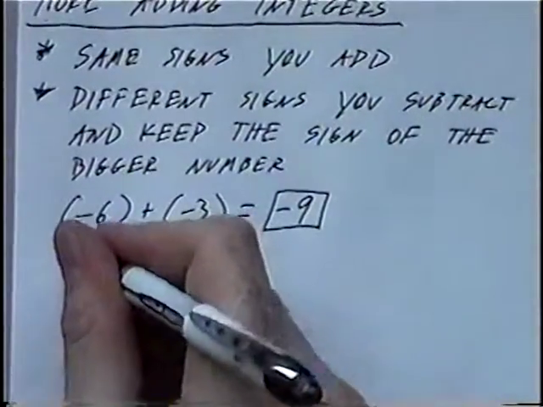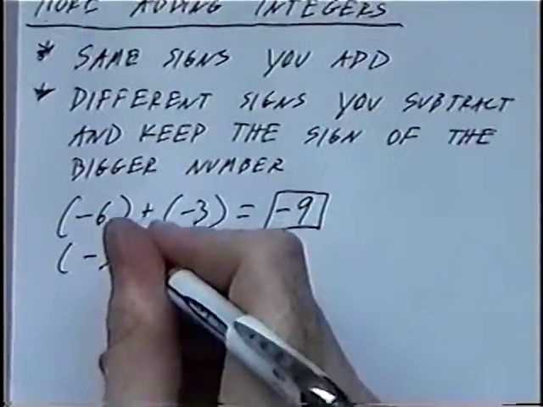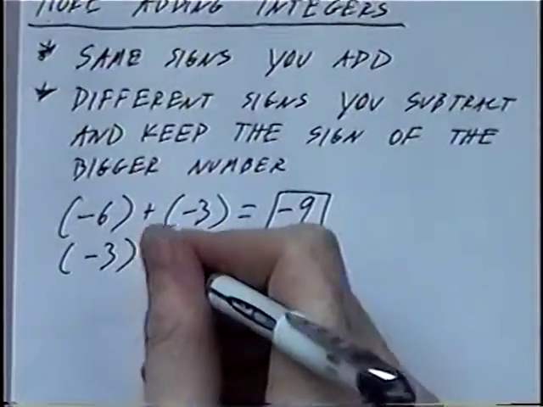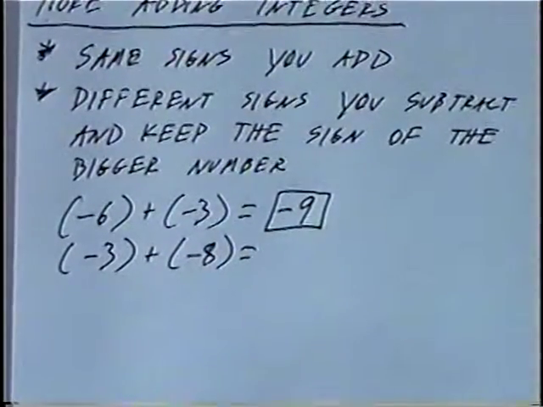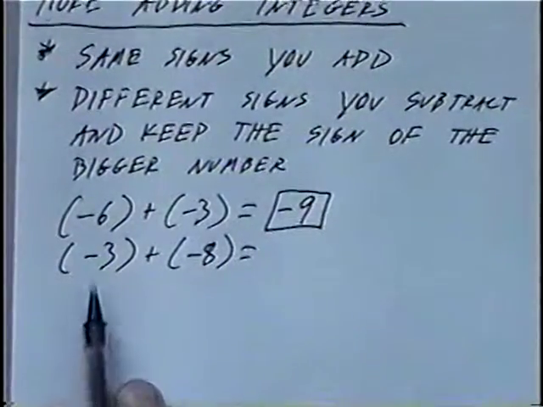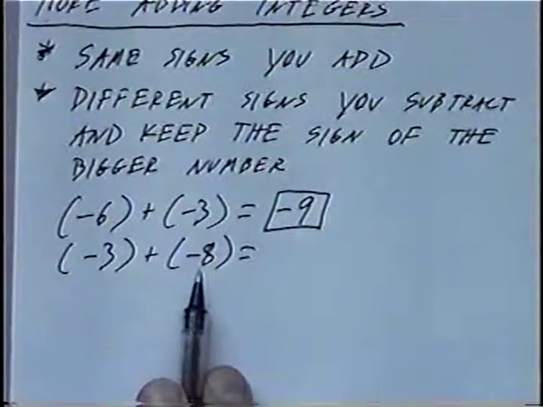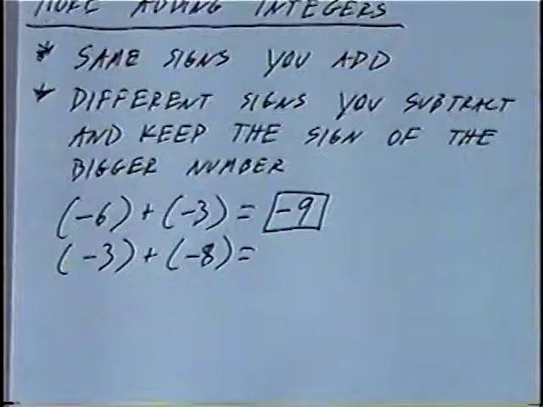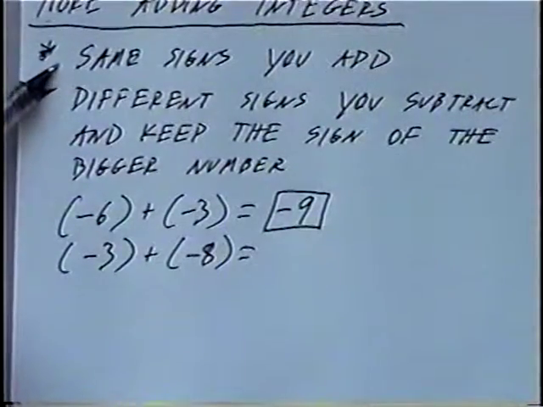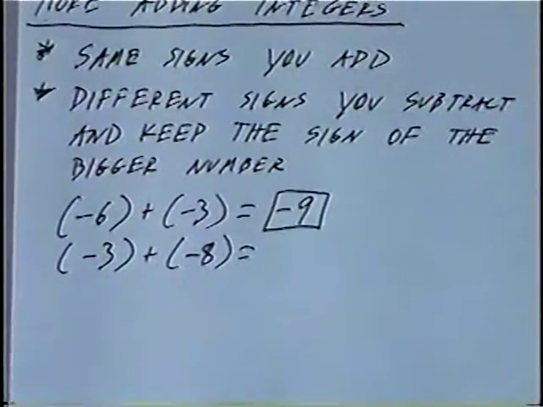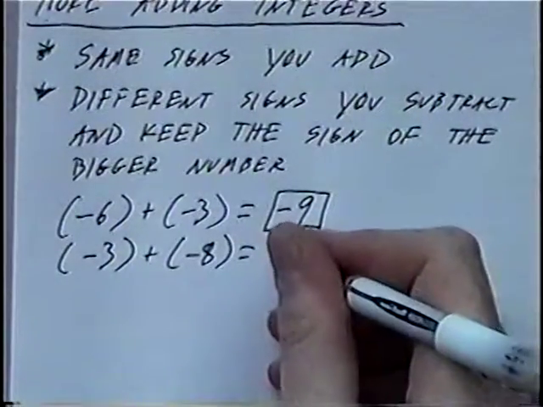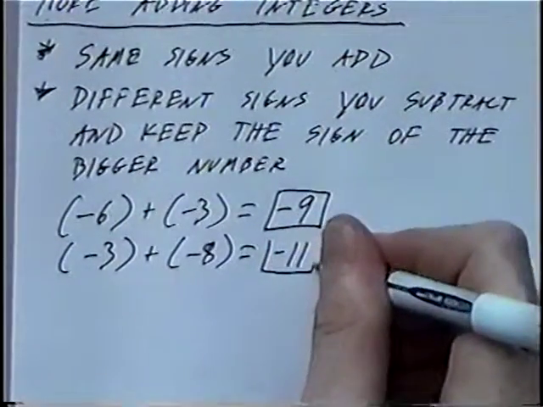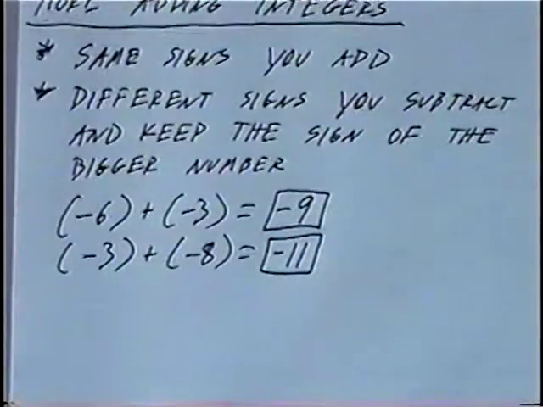Second question, in parentheses, negative 3 plus, in parentheses, negative 8. Again, looking at the two numbers, we have negative 3 and negative 8. Both numbers are negative, so again we have the same sign. If you have two negative numbers, you can add those together, and since they're both negative, the 11 would stay negative, and our answer would be negative 11.